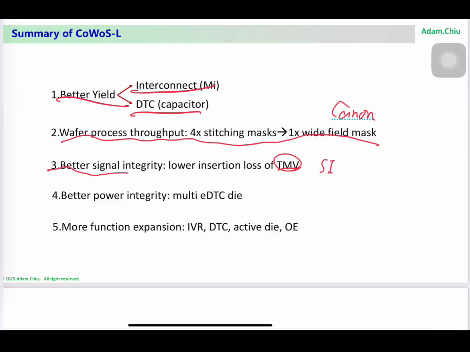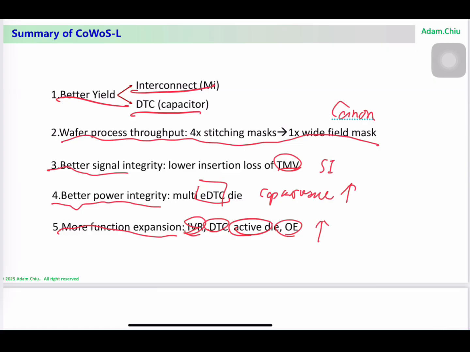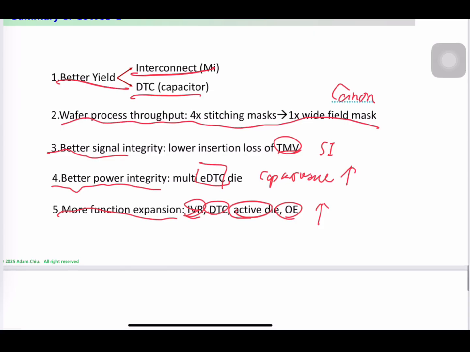Thirdly, because I use TMV, its insertion loss is low. For high-frequency signals, such as on some high-speed SerDes, my signal quality will be better. Fourthly, it has better power integrity. The reason is that I inserted the DTC die, and the yield is good, so after increasing the overall capacitance, its power integrity also improved. Fifth is scalability. Because my bottom layer's die can accommodate IVR, DTC, active die, or silicon photonics components, its future scalability is excellent.